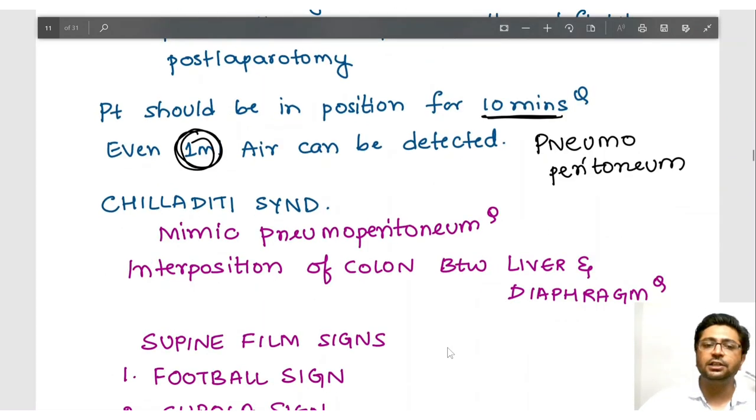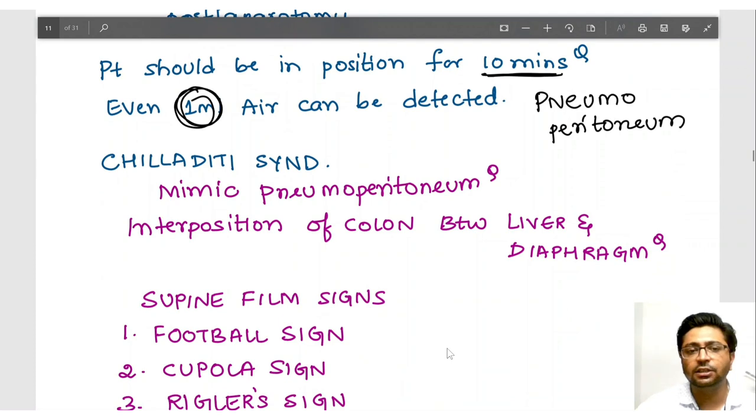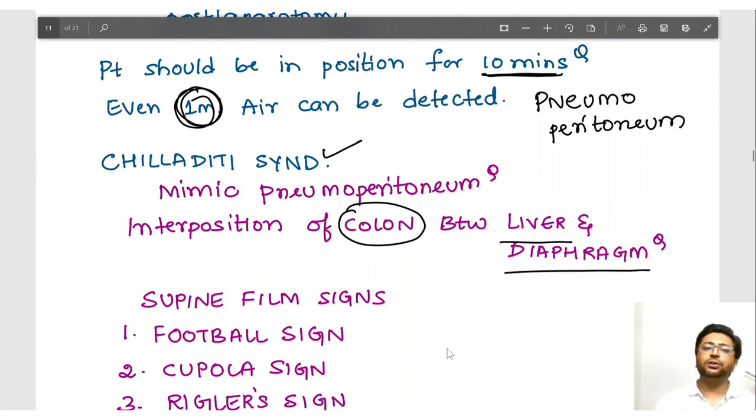So there is one syndrome referred to as Chilaiditi syndrome. It mimics pneumoperitoneum. So it is interposition of the colon between the liver and the diaphragm. So it is actually not a pneumoperitoneum. That's why it is referred to as Chilaiditi syndrome, which is the interposition of the colon between the liver and the diaphragm.